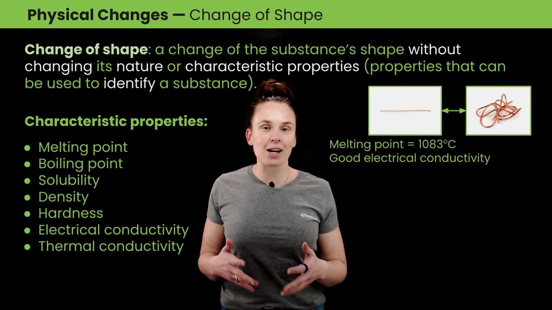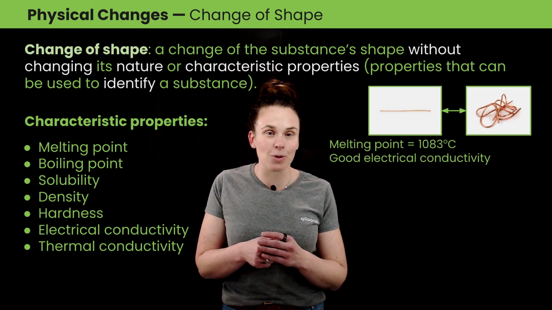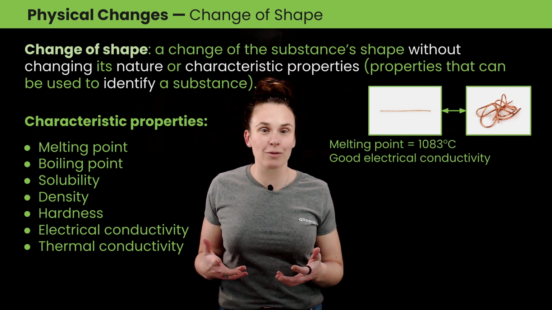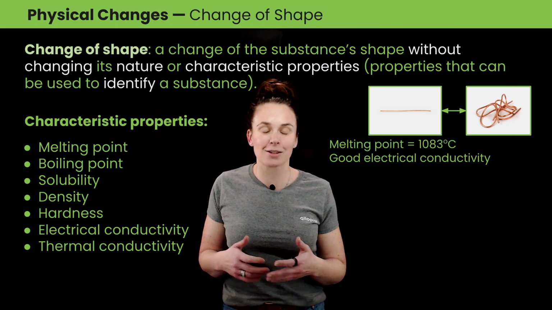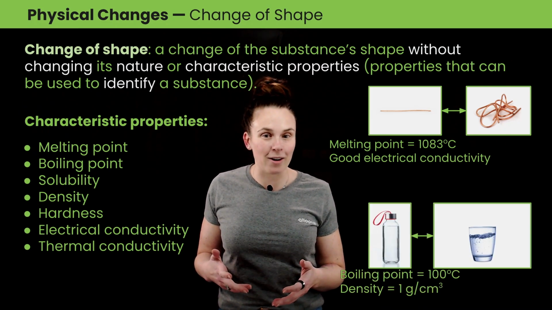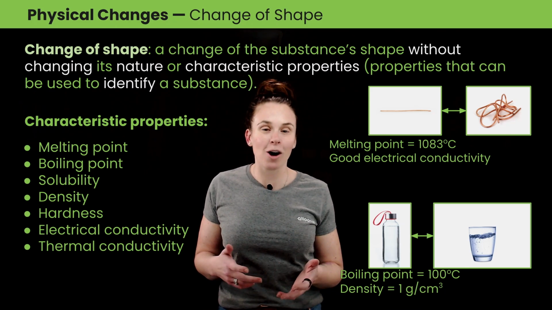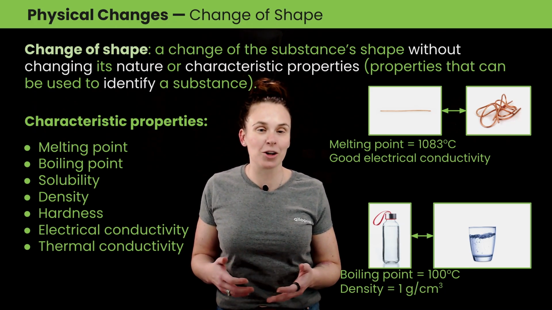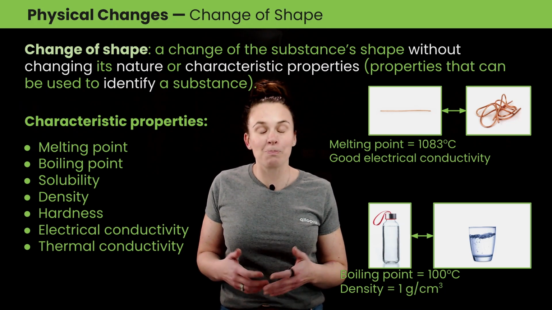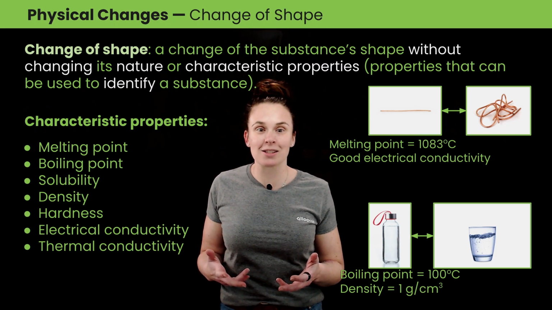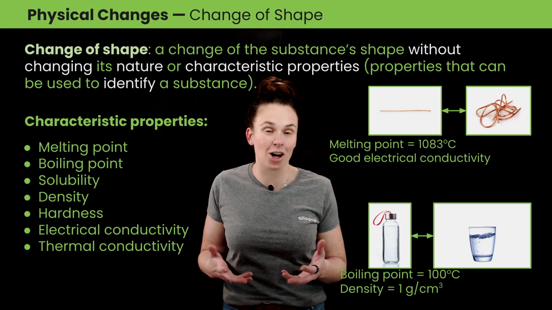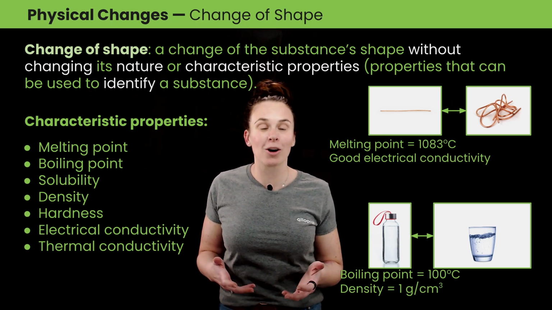So for example, if I take copper and I bend it, it's still going to have a melting point of 1083 degrees Celsius, and it's still going to conduct electricity fairly well. If I take a bottle of water and I pour it into a glass, the water in the glass is still going to have a boiling point of 100 degrees Celsius and a density of 1 gram per centimeter cubed. So basically, a change in shape just means that it's changing form. It's not actually changing any nature of a substance. The copper wire is still copper wire, and the water is still water.